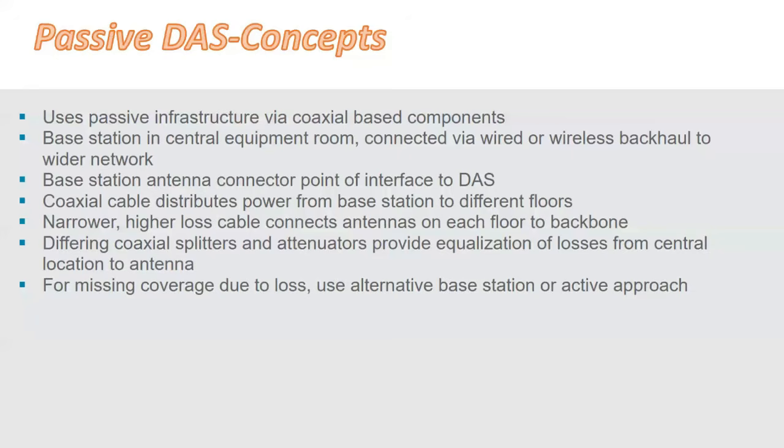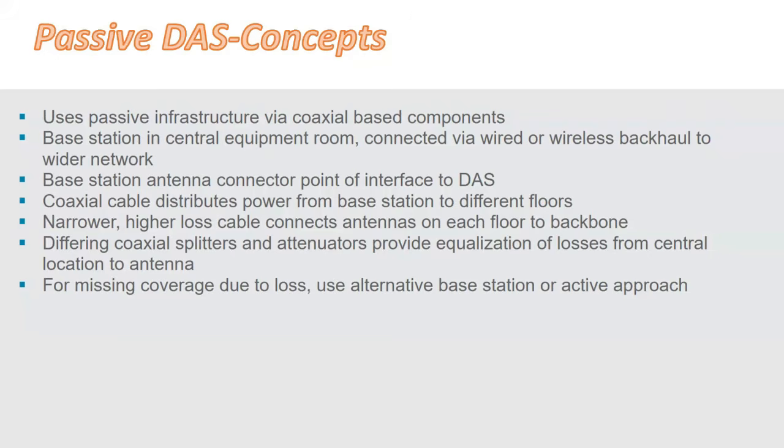And a list of components for a passive system varies by design, but usually it has coaxial cable, signal combiners, power splitters, duplexers, antennas, and attenuators. And these components require no external power to operate, only an RF signal input, right? And for passive DAS, the base station is located in the central equipment room and is connected through wired or wireless backhaul to the wider network, right?